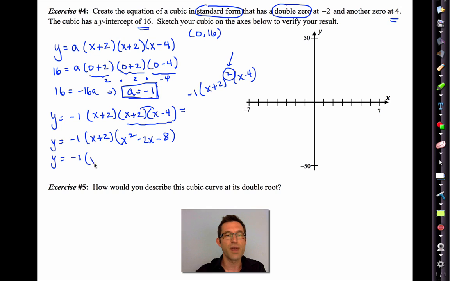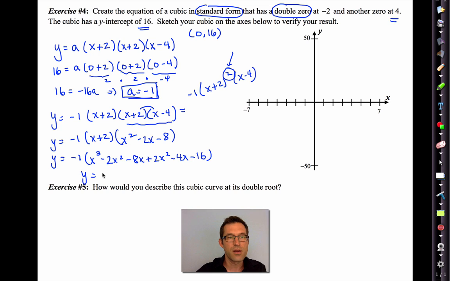So let's distribute the x. We'll have x times x squared, which is x cubed. X times negative 2x is negative 2x squared. X times negative 8 is negative 8x. 2 times x squared is 2x squared. 2 times negative 2x is negative 4x. 2 times negative 8 is negative 16.